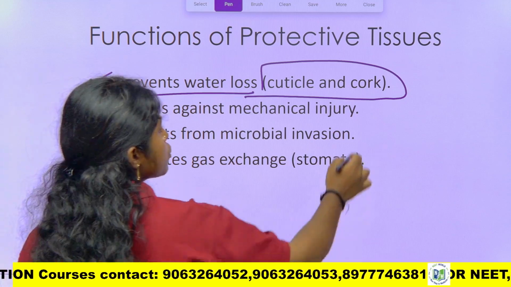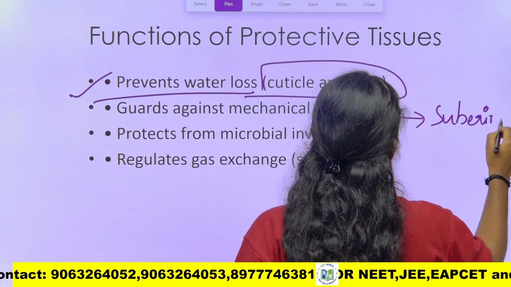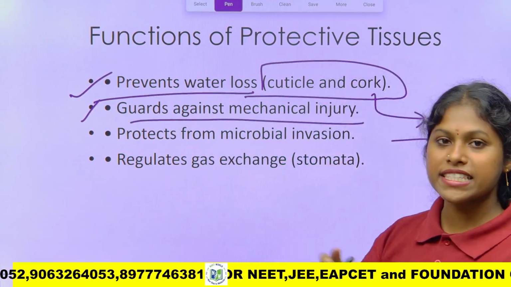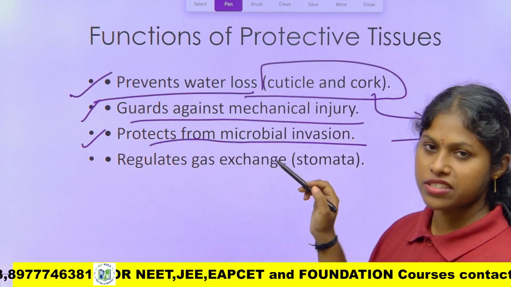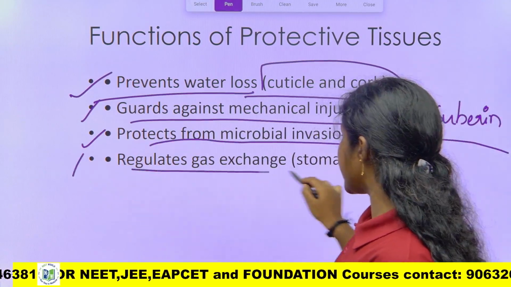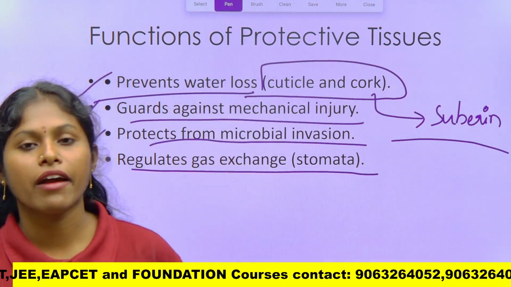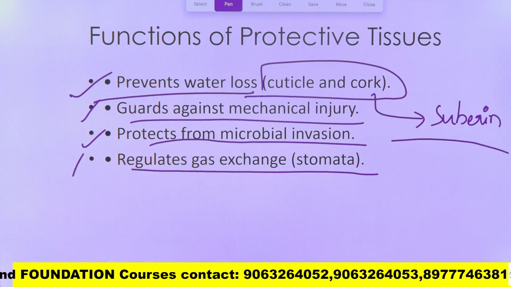So the deposition of the cork is suberin, right? So it guards against the mechanical injuries and protects from microbial invasions, right? And regulates gaseous exchange, by keeping the transpiration rate slow, right. This is about the function of protective tissues, children.